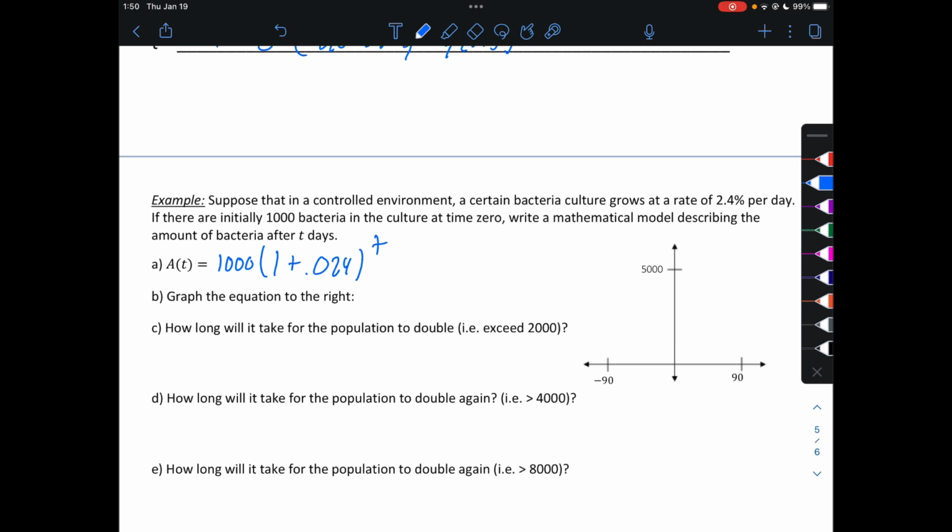All right, we're going to graph this equation in our calculators. So go ahead in your y1 here, 1,000 times (1 plus 0.024) to the x power. All right, you're probably going to have to change your window up a little bit here. I gave you a little hint there on the graph. Negative 90 to 90, and then you can go a little bit below 0 to 5,000.